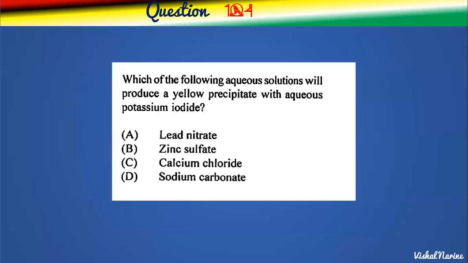Which of the following aqueous solutions will produce a yellow precipitate with aqueous potassium iodide? So potassium iodide plus something is going to give us a yellow precipitate. So the yellow precipitate here is actually a test for ions. That would have been the qualitative analysis topic. And we should know that it is lead iodide, which is this yellow precipitate. So that is coming from lead nitrate.